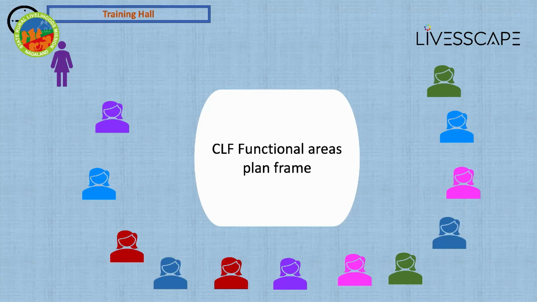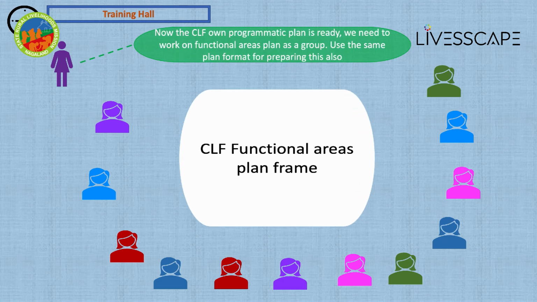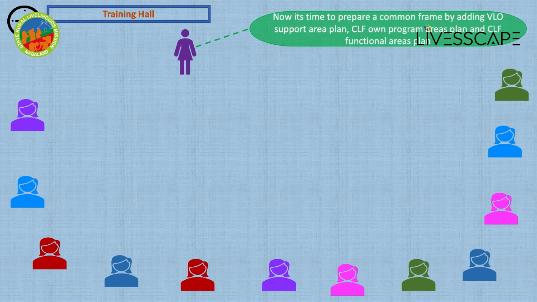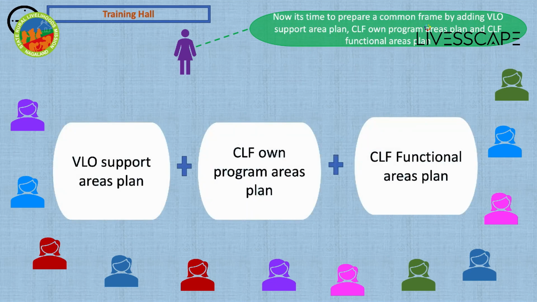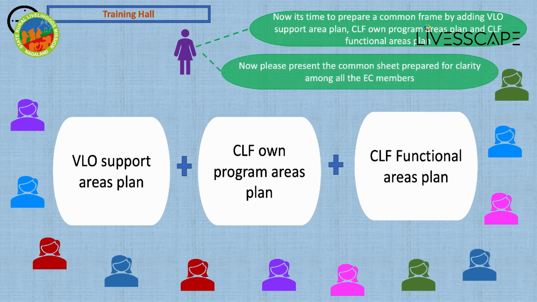Now the CLF programmatic plan is ready. Now we need to finalize the functional areas plan as a group. You can refer to the functional areas sheet to help them understand what those functional areas are. Use the same plan format for preparing this also. So this session would be done as an open session with all the EC members.